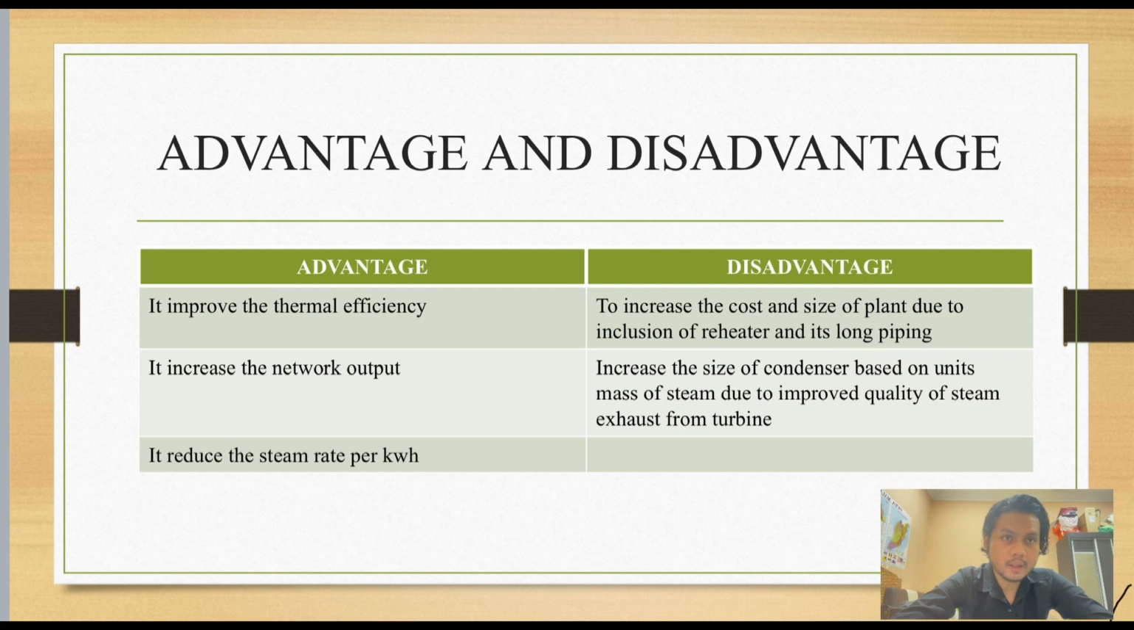Lastly, I want to explain about the advantage and disadvantage. The advantages of the Rankine cycle are it improves the thermal efficiency, it increases the network output, and it reduces the steam rate per kilowatt. The disadvantages are the increased cost and size of plant due to inclusion of the reheater and its long piping, and increased size of condenser based on the unit mass of steam due to improved quality of system exhaust from turbine.